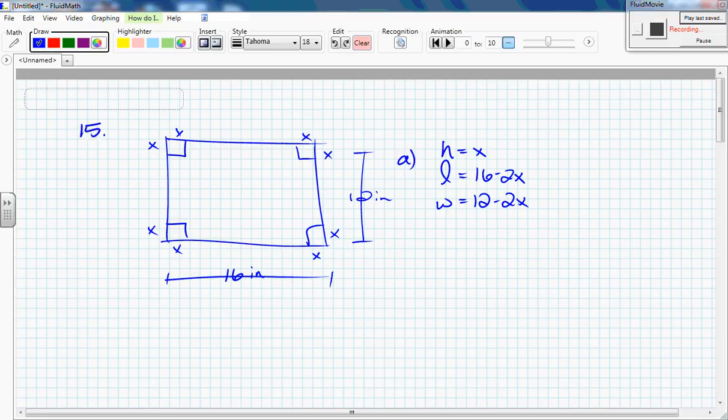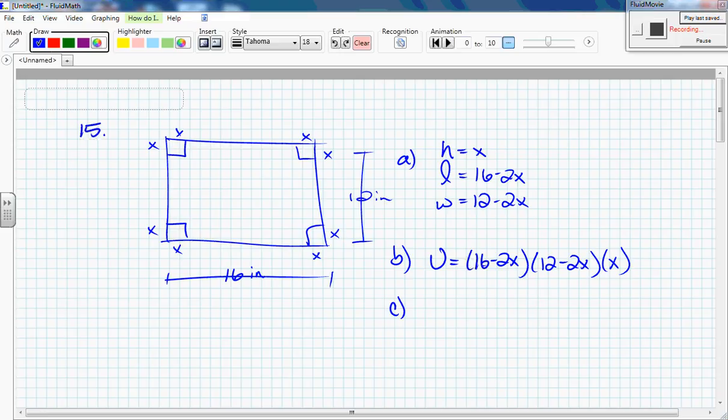Part B, it says use your answer from part A to write a function for volume. Volume is length times width times height. So length, 16 minus 2x, times width, 12 minus 2x, times the height, x. We'll leave it in factored form. That's the function for volume. For part C, it says to graph the function and find the maximum volume that can be contained by the box and the size of the square cut that produces this volume.